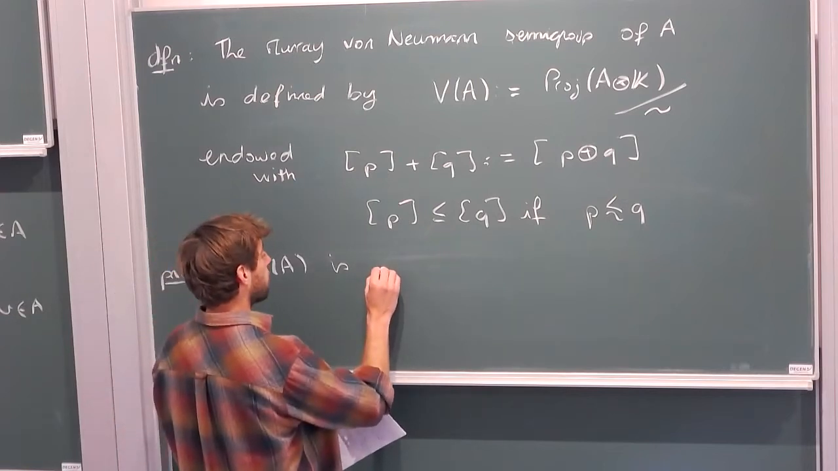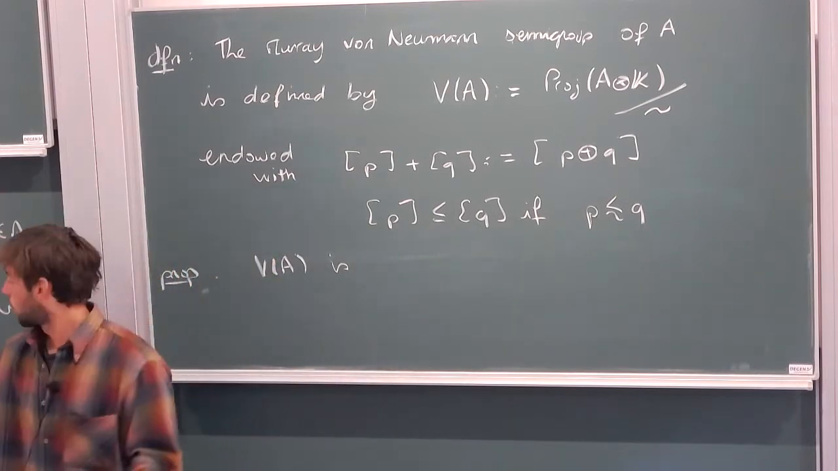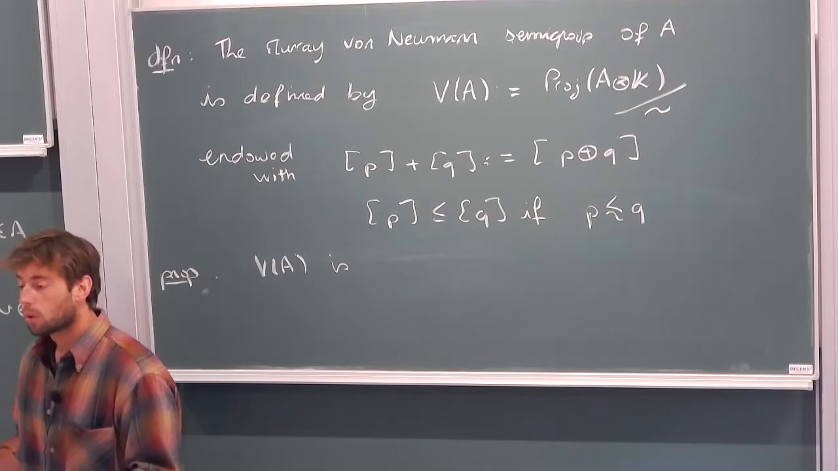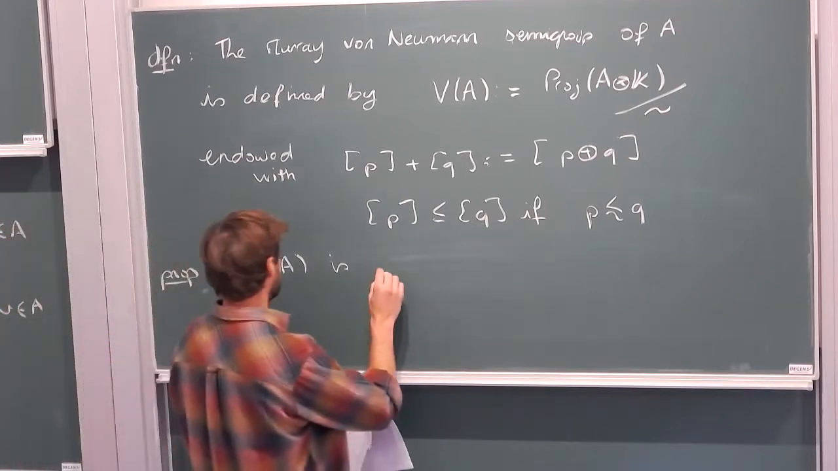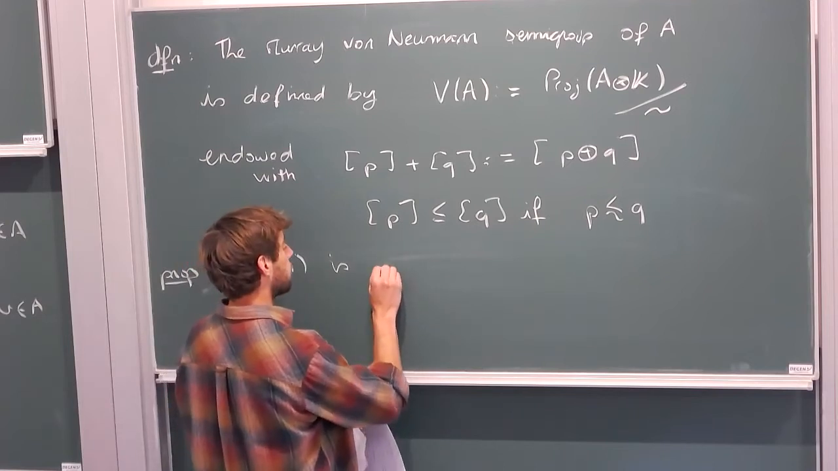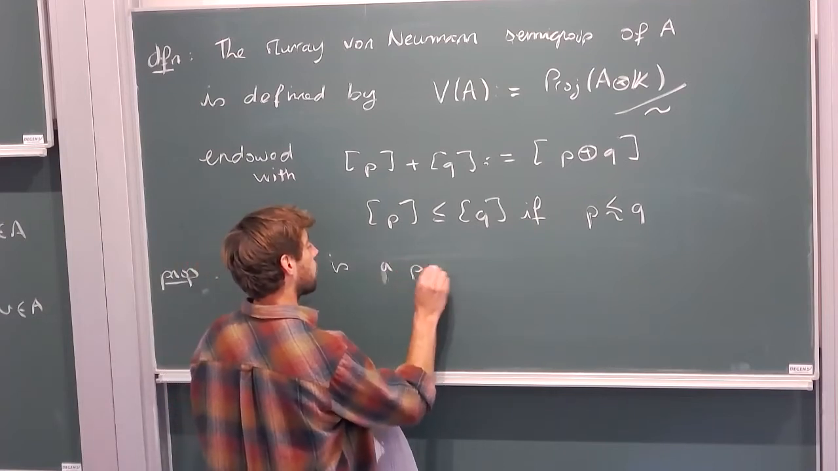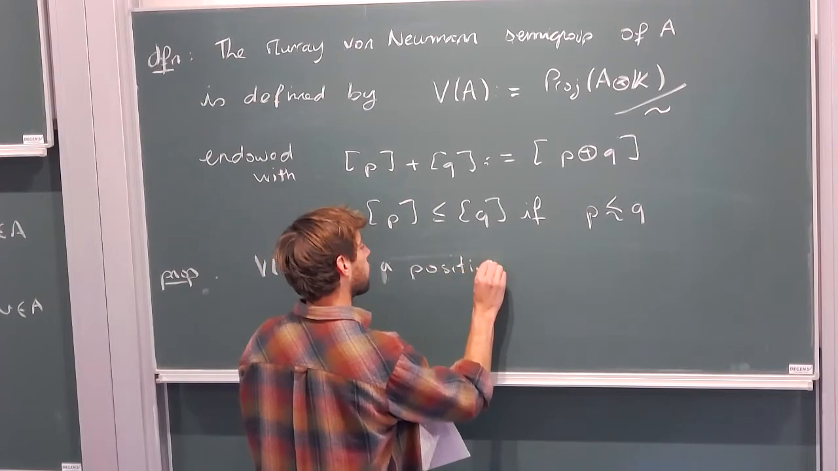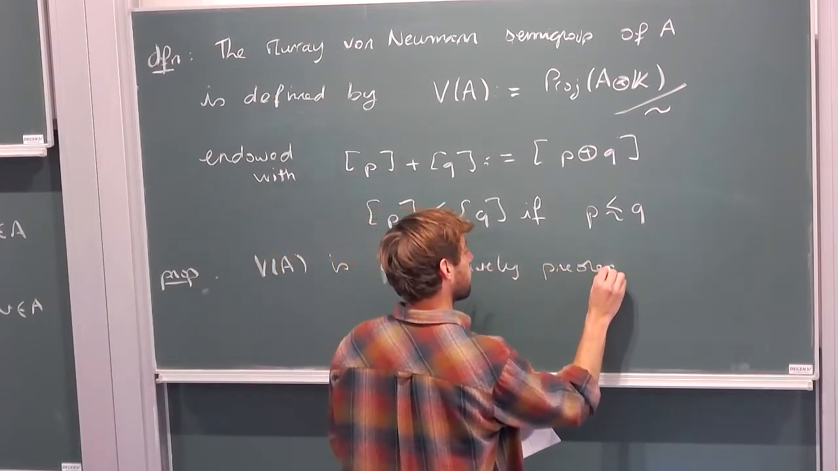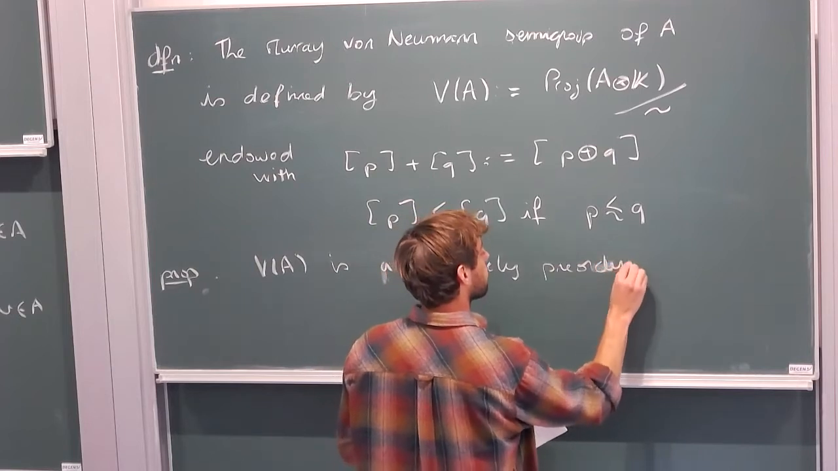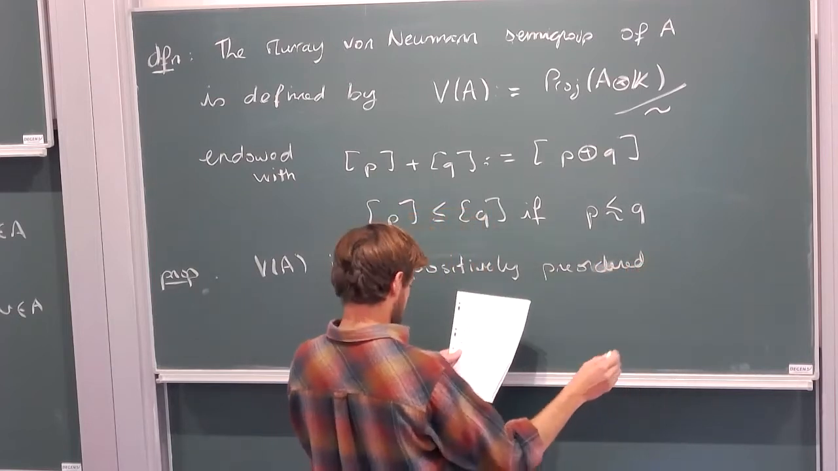Also, one question: I think if A is stably finite, then the converse is true. Yeah, I will come to this in a moment. So V(A) is the monoid.